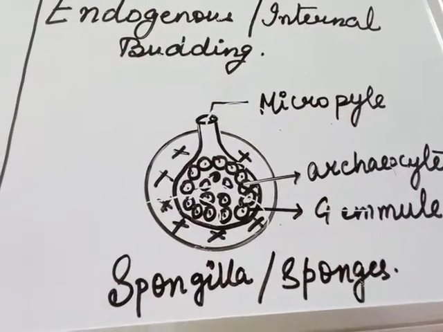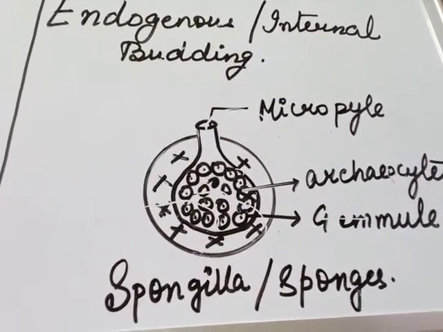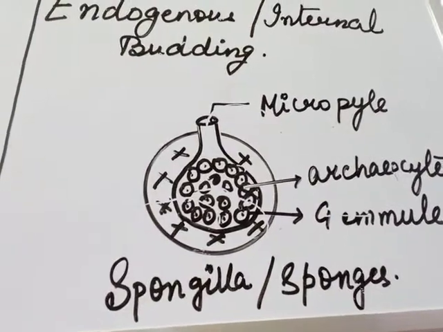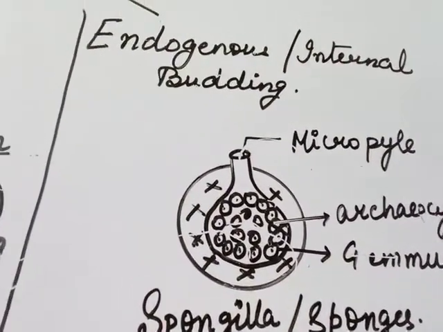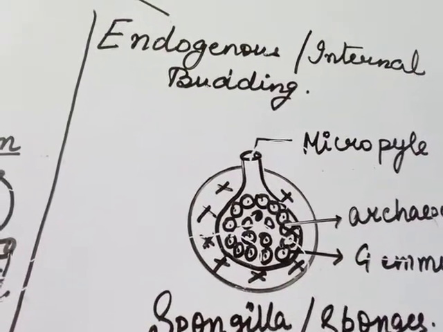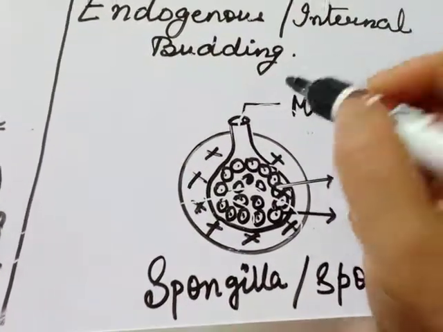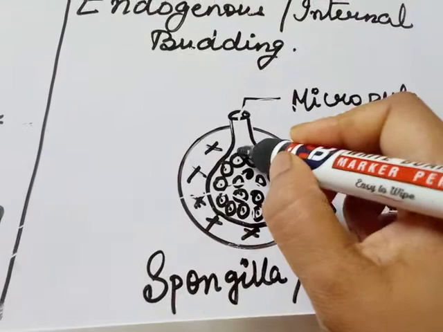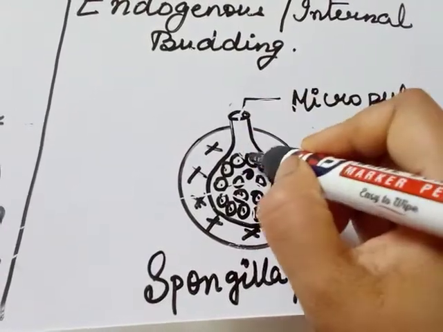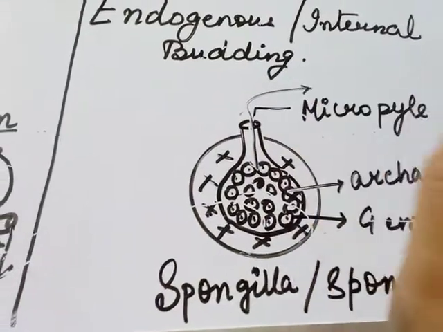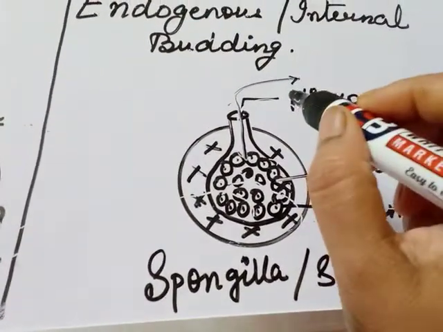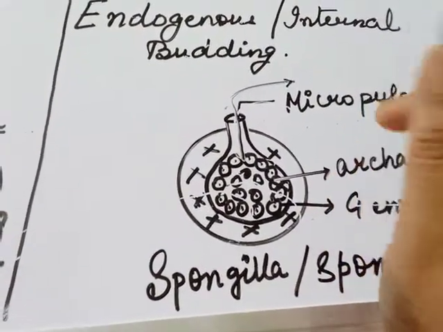Okay, now these gemmules come out from the body of the sponges on the arrival of favorable conditions. On arrival of favorable conditions, these gemmules or the archaeocytes come out from the body of the sponges and later live like a daughter individual.